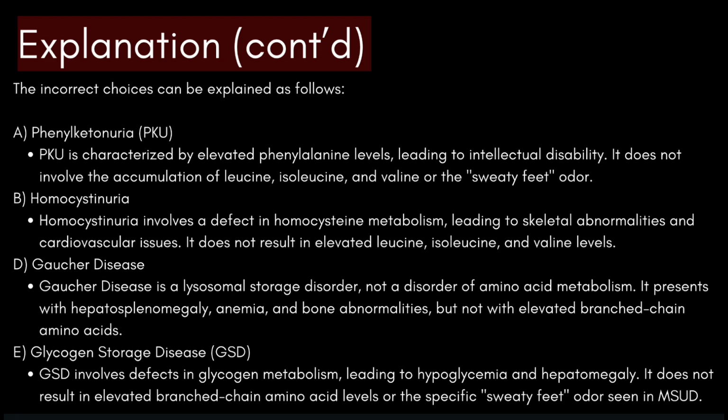Gaucher disease. Gaucher disease is a lysosomal storage disorder, not a disorder of amino acid metabolism. It presents with hepatosplenomegaly, anemia, and bone abnormalities, but not with elevated branched-chain amino acids. Glycogen storage disease, GSD. GSD involves defects in glycogen metabolism leading to hypoglycemia and hepatomegaly. It does not result in elevated branched-chain amino acid levels or the specific sweaty feet odor seen in maple syrup urine disease.